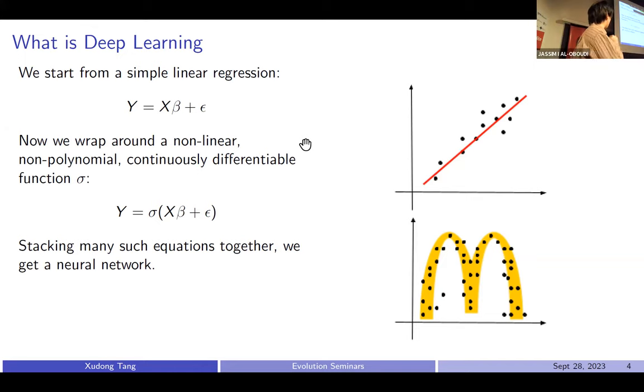There's many ways to do that. And a deep learning model, or shall we say a neural network, is one of those ways. It's actually really simple. We just wrap a function sigma around the linear regression expression. So this sigma has to be a nonlinear, non-polynomial, continuously differentiable function. It doesn't make any sense, but there's really not much choice. In reality, we only have like five possible choices for this sigma function. And we call this function an activation function. What it does is make a straight line nonlinear.